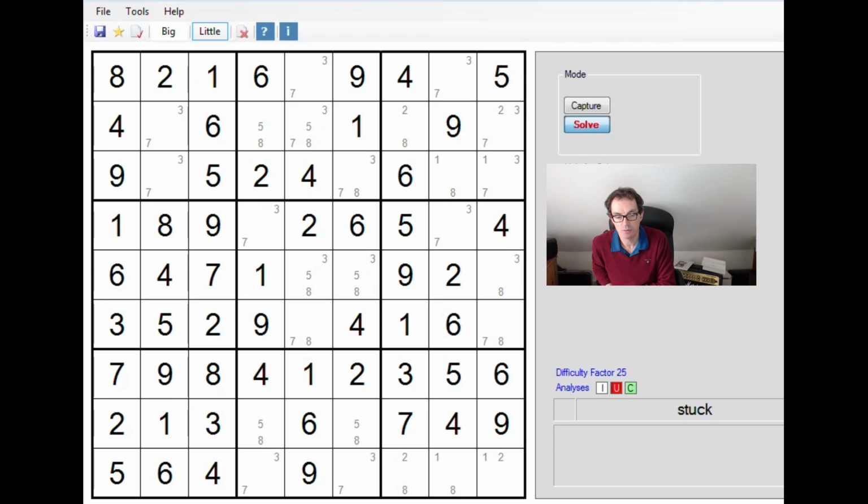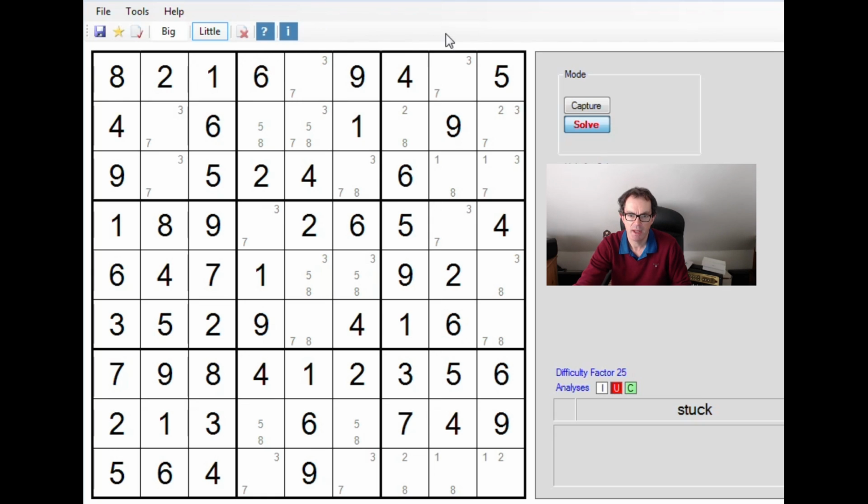Now, skyscraper can also be, I suppose, technically described as a sashimi finned X-wing. So, you pay your money, you take your choice as to which way you want to think about this technique. But you don't really have to know the name of it, you just have to get your brain into the right frame of mind for asking the right questions when you see opportunities to do so.